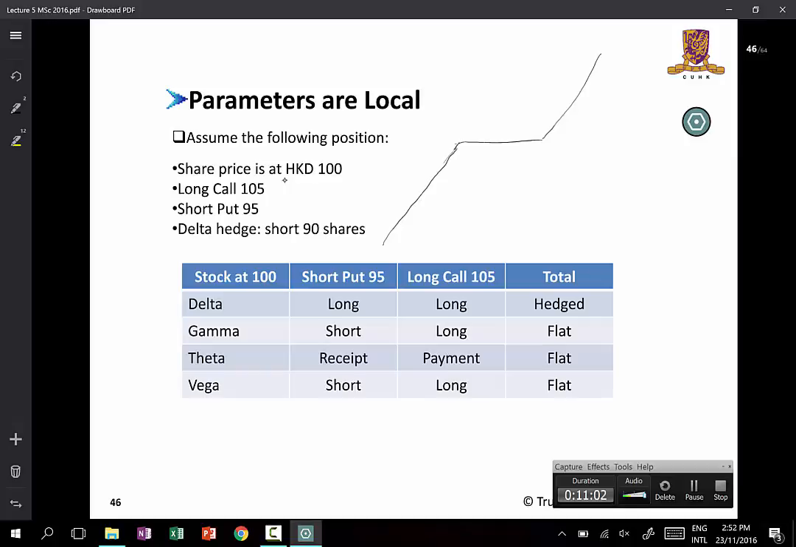Now, in practice, you can imagine that you are somewhere in the middle. Here you are long a call, let's say at 105, and you short a put at 95. For the long call, you are definitely long delta. Now, if you long a put, you are short delta. So if you short a put, you are long delta here also. So you are long and long delta. And the reason you are long delta should be quite obvious.